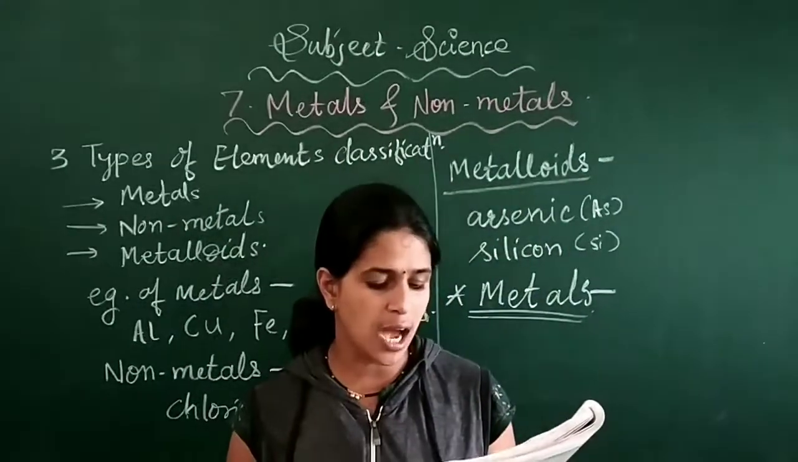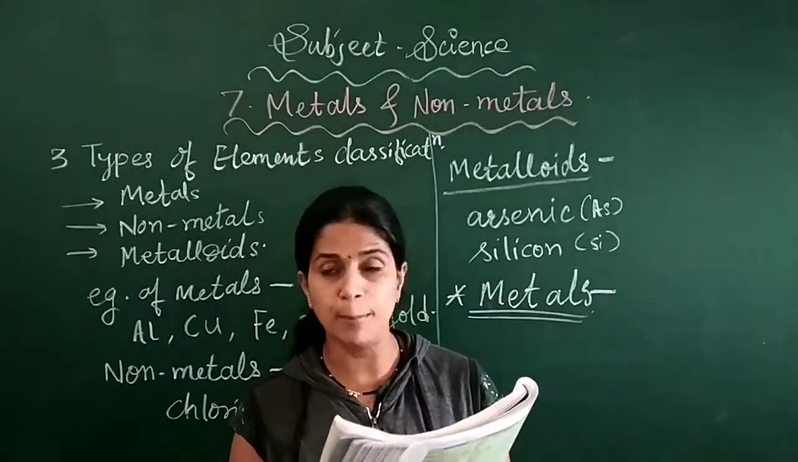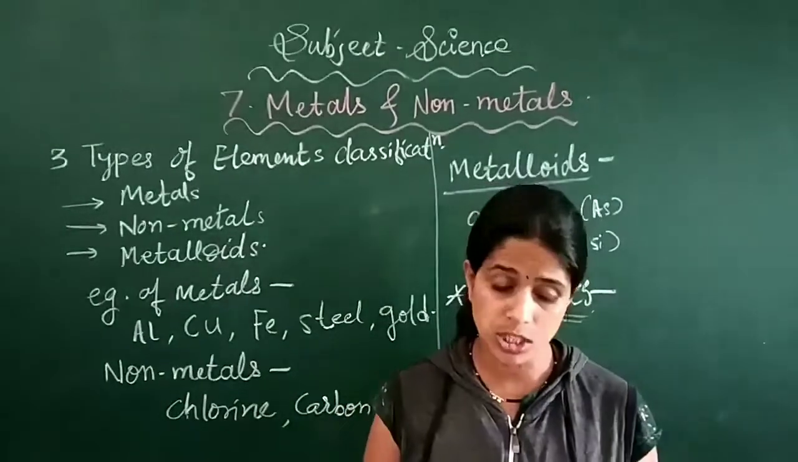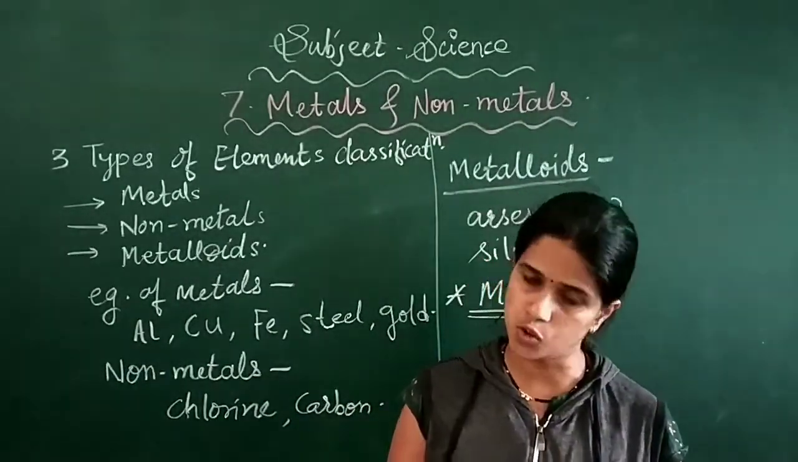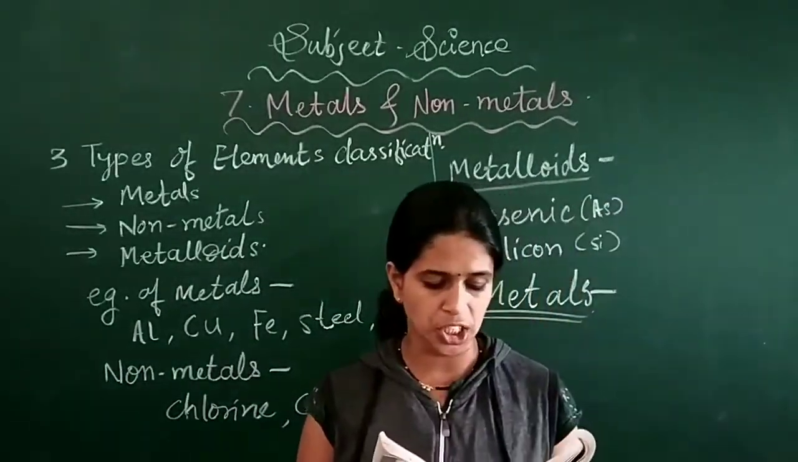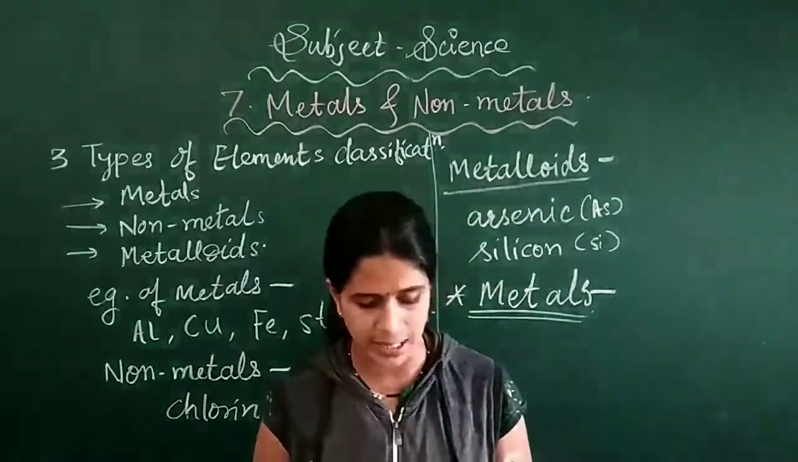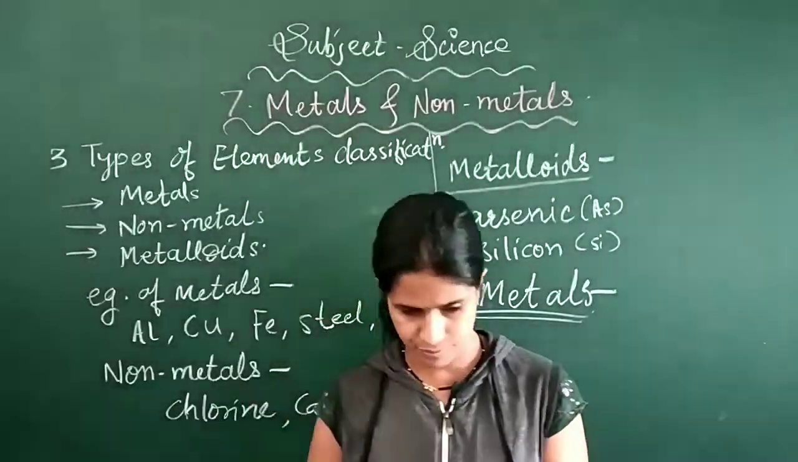Then the third one is hardness. Generally metals are hard, they are not soft. Exceptions are also there. Sodium and potassium are the soft metals. Okay, they can be cut with the help of a knife.